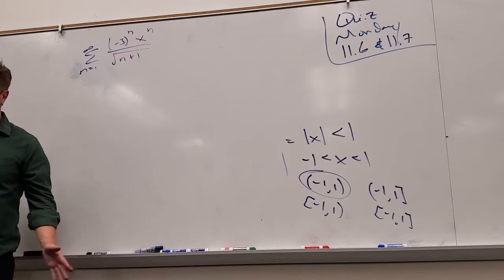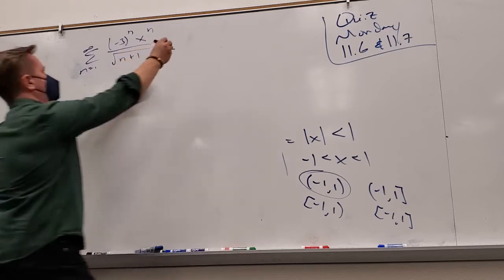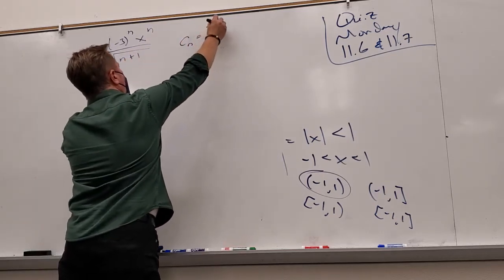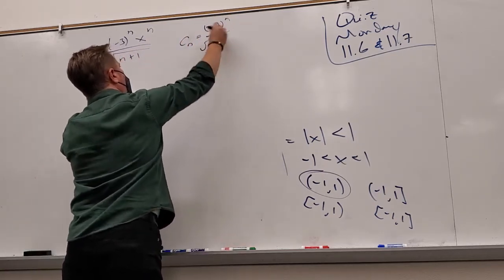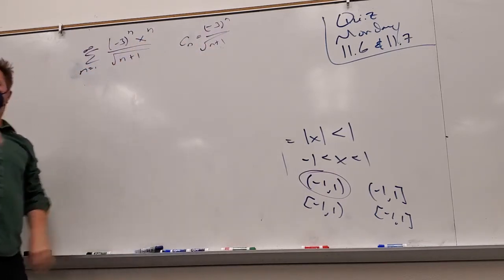First off, is this a power series? Yeah. Why? Because it's in the form of -3 to the n over square root of n plus 1 times x to the n. Yeah, so there's a Cn and there's an x to the n.